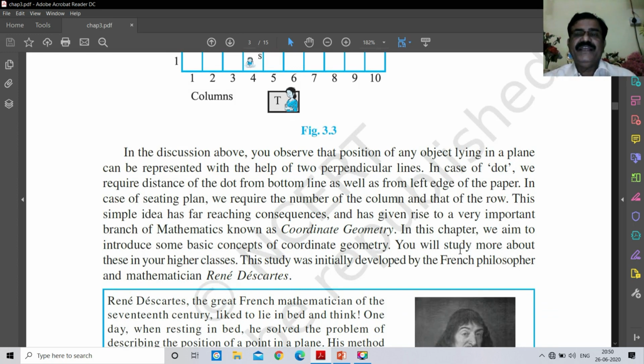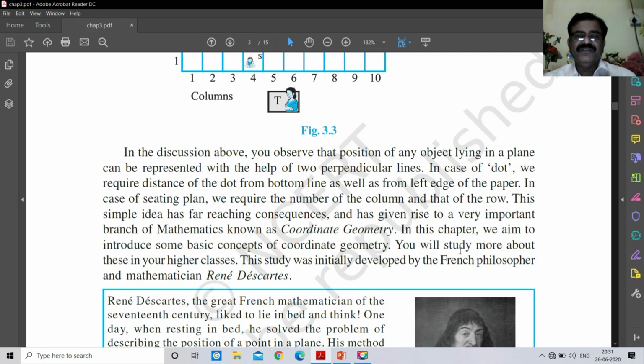By observing and discussing the above, the position of any object lying in a plane can be represented with the help of two perpendicular lines. In the case of a dot, we require the distance of the dot from the bottom line as well as from the left edge of the paper. In the case of a seating plan, we require the number of the column and that of the row. This simple idea has far-reaching consequences and has given rise to a very important branch of mathematics, known as coordinate geometry. In this chapter, we aim to introduce some basic concepts of coordinate geometry. You will study more about this in your higher classes also.